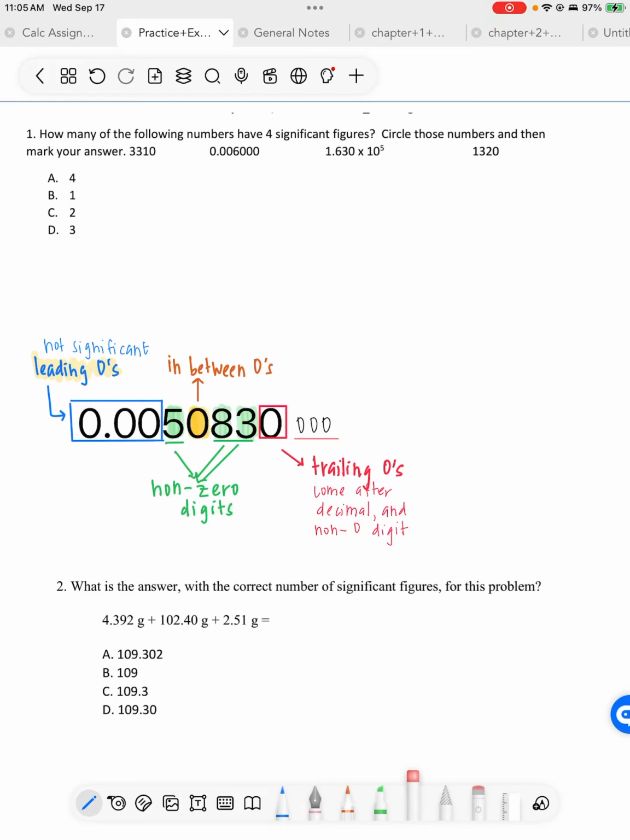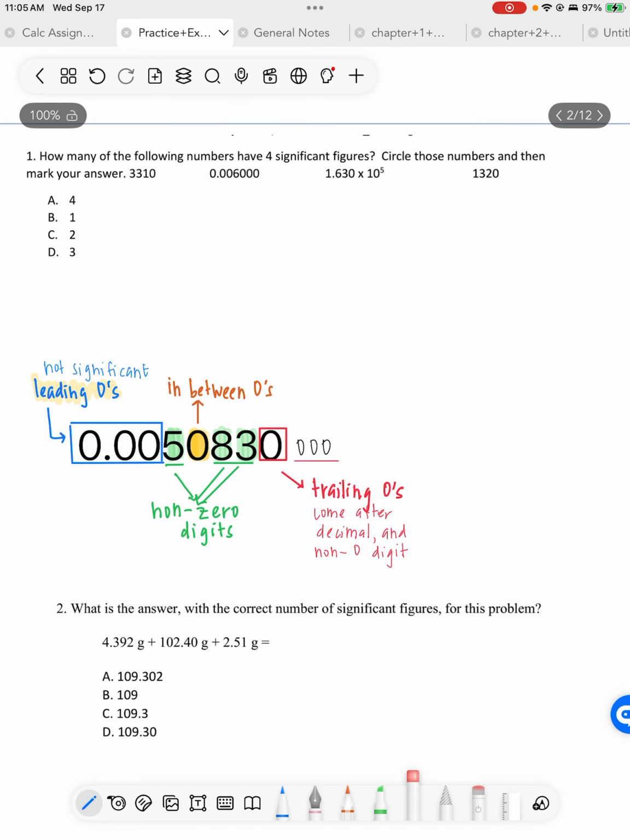Okay, so we're going to go over exam 1, and I can only do about 4 to 7 problems depending on how much time it is, and I will label them so that you know which videos you need to click on. So the first question says, how many of the following numbers have 4 significant figures?